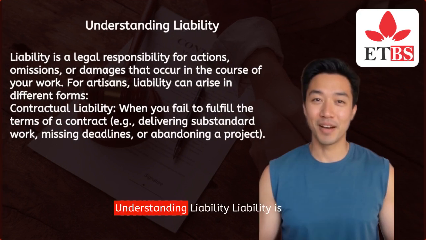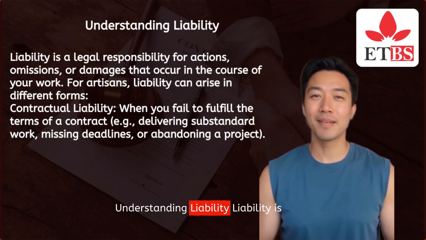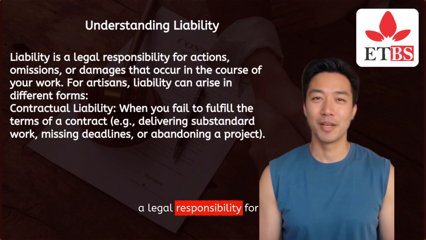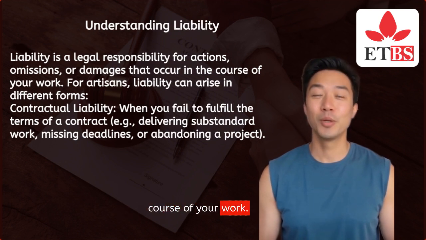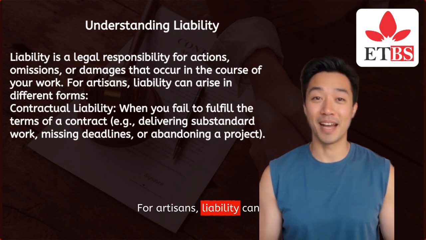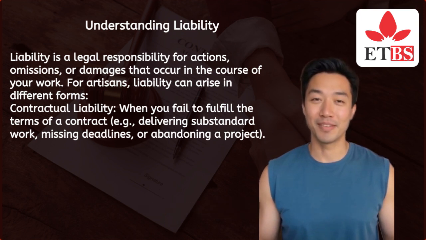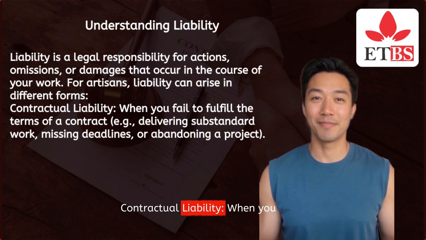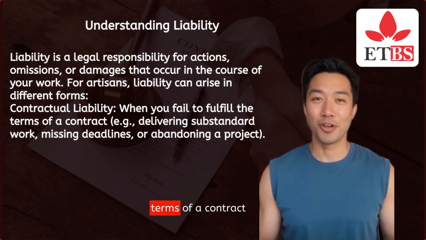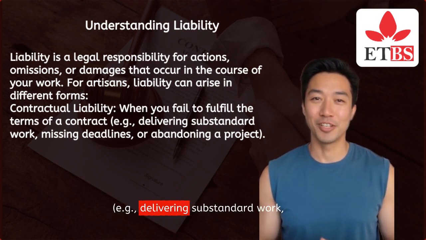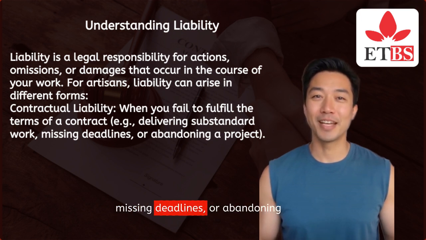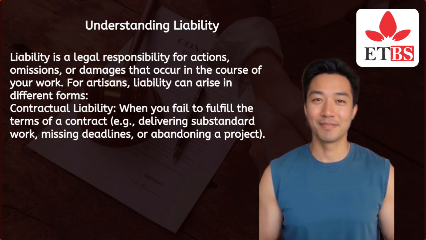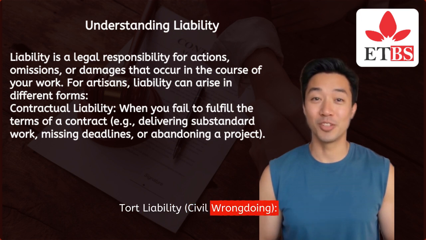1. Understanding liability. Liability is a legal responsibility for actions, omissions, or damages that occur in the course of your work. For artisans, liability can arise in different forms. Contractual liability. When you fail to fulfill the terms of a contract, e.g., delivering substandard work, missing deadlines, or abandoning a project. Tort liability, civil wrongdoing.